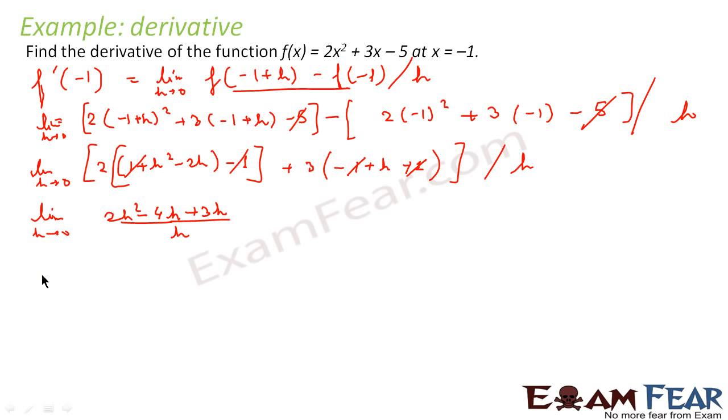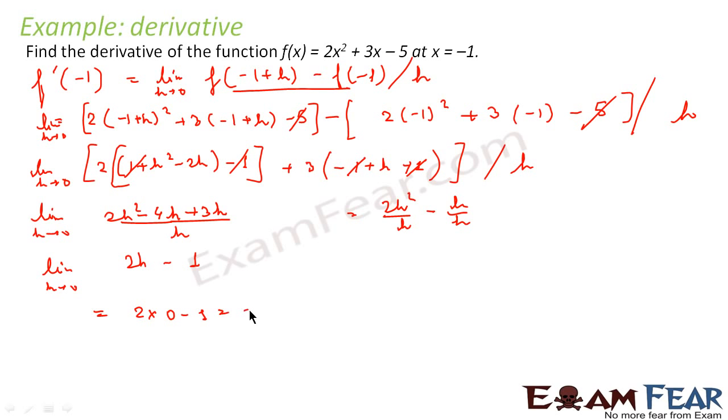Or the same thing we can write as limit h tends to 0, 2h square by h is nothing but 2h, and minus 4h plus 3h is minus h, and minus h by h is 1, correct. I write the same thing here as 2h square by h minus h by h. This comes out to be limit of 2h minus 1, where h tends to 0. And if you put the value of h equal to 0, this becomes 2 into 0 minus 1.